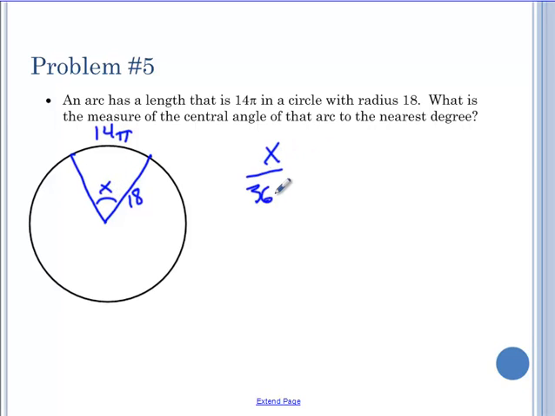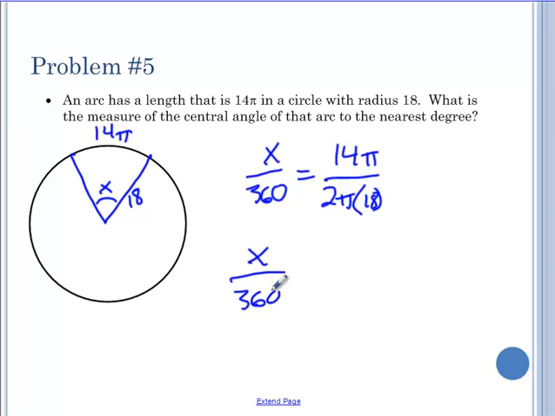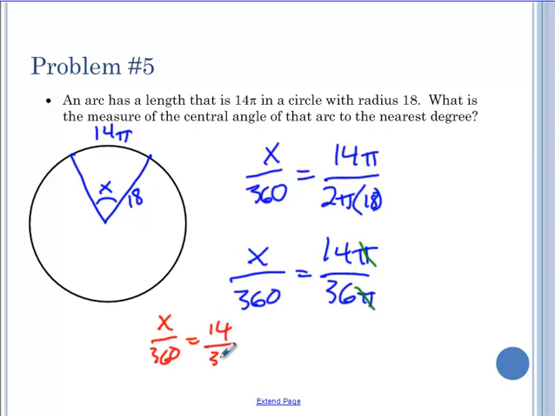So degrees over 360 equals arc length over 2 pi r. And 2 times 18 is 36. So x over 360 equals 14 pi over 36 pi. I see 2 pi's. Let's go ahead and cross them out because one's in the numerator, one's in the denominator. So x over 360 equals 14 over 36. 360 times 14 gets you 5,040.